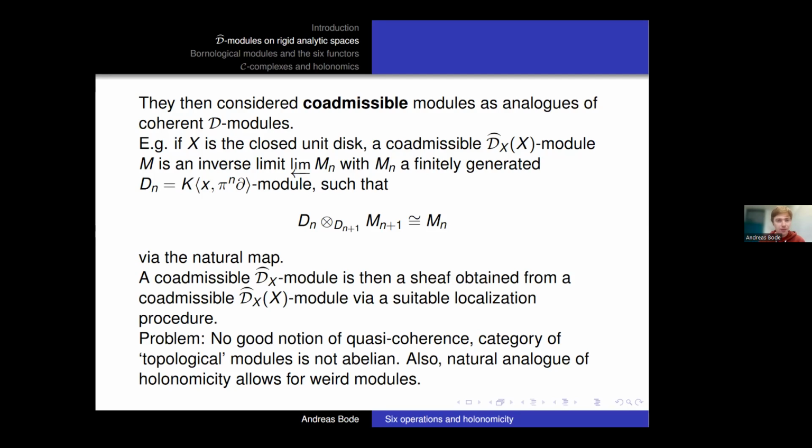Okay. Before I go on, are there any questions so far? I have a question. Mm-hmm. This tensor product here, is this the algebraic tensor product, or is this also a completed tensor product?